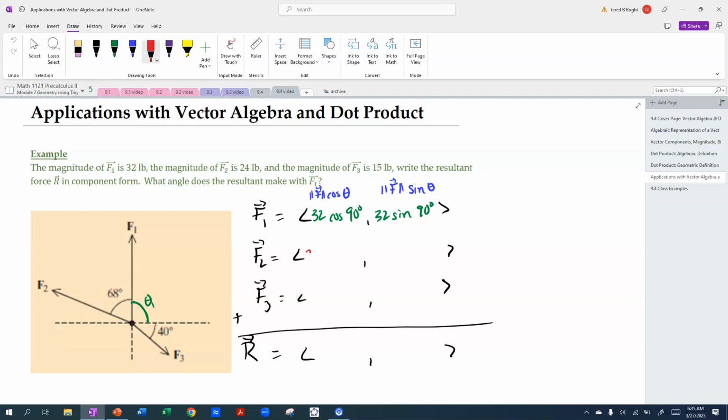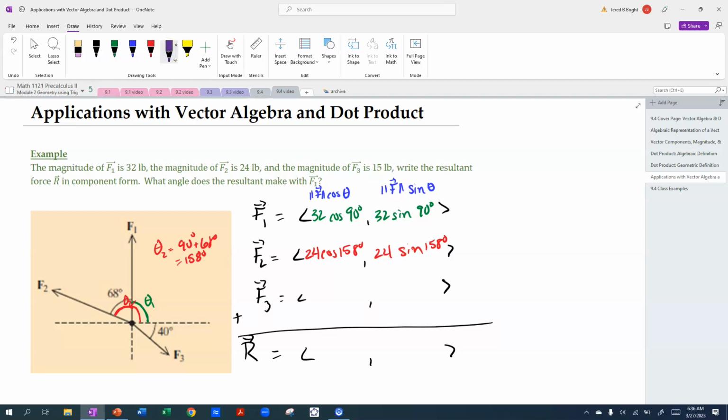For force 2, the magnitude is 24, so 24 cosine and 24 sine. Cosine of what angle? Well, the direction would be here, and it looks like theta 2 would be 90 plus 68. So what is that, 158 degrees? So 158, 158 goes in there.